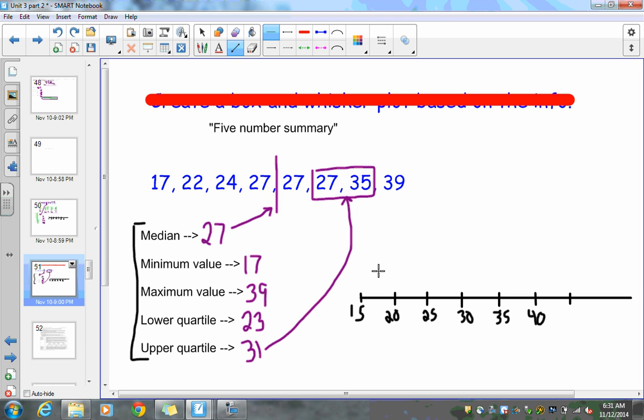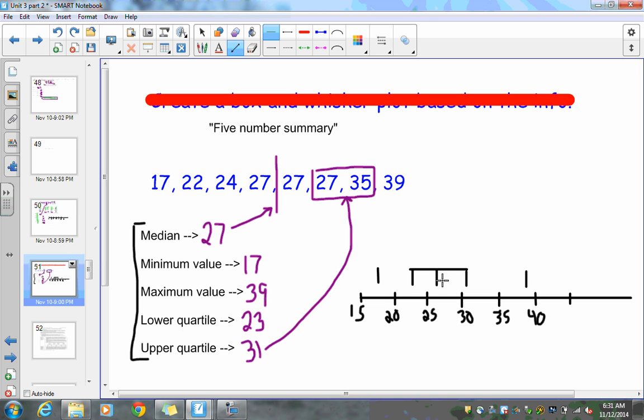All right, so the minimum value was 17. We'll just put 17 right there. We'll go ahead and do the maximum value. The maximum value was 39. We'll put it right there. The median was 27. We'll put it right there. Let's see, what else are we missing? Oh, the lower quartile would be 23. We'll put it right about there. And then the upper quartile is 31, which is right there.